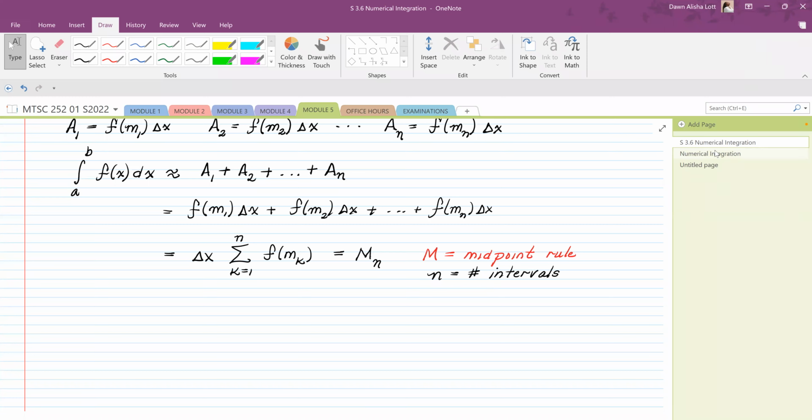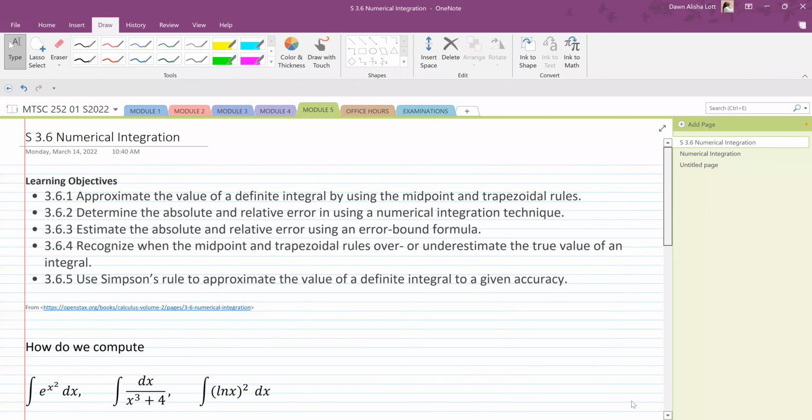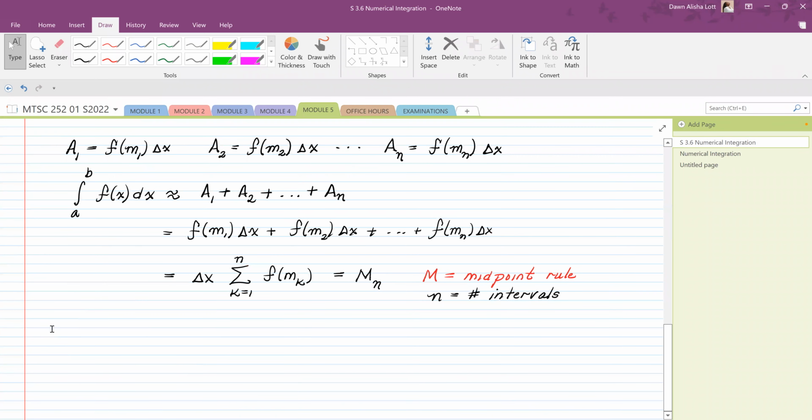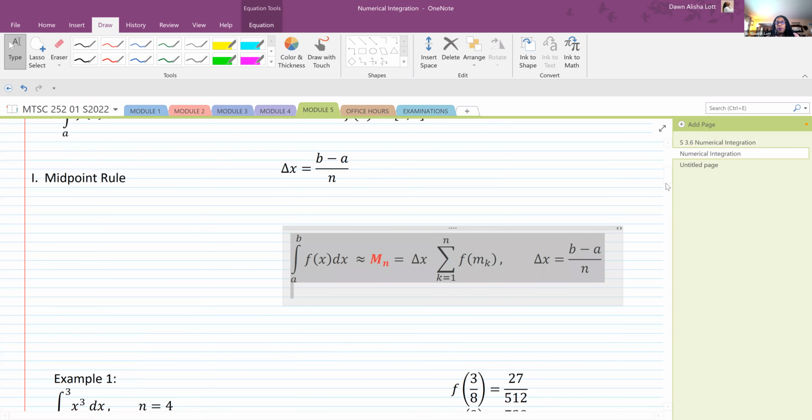All right, so the integral of f of x dx is approximately Mn. Mn is, as we said, delta x times the sum k equals 1 to n of f of the midpoints. And remember, delta x is b minus a over n. So that's the formula. All right, so here's our first example.